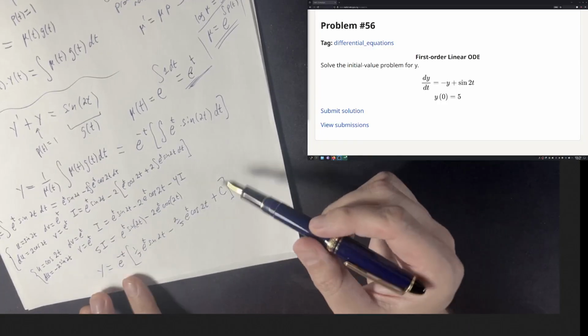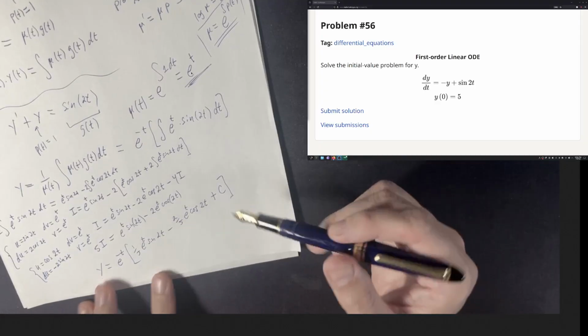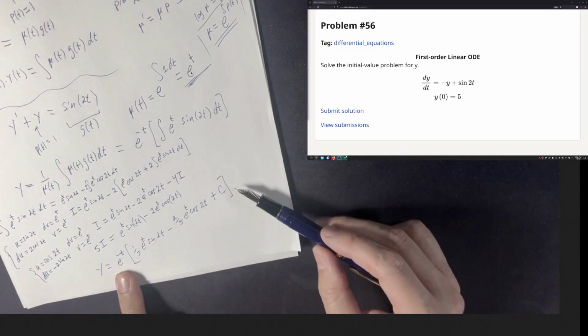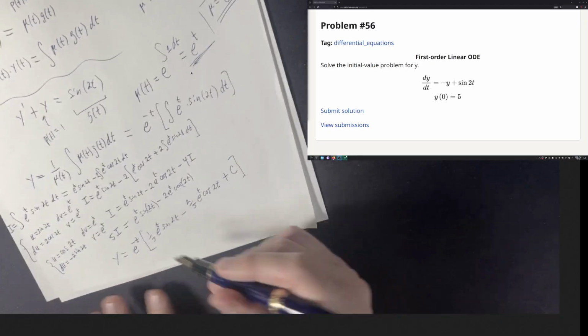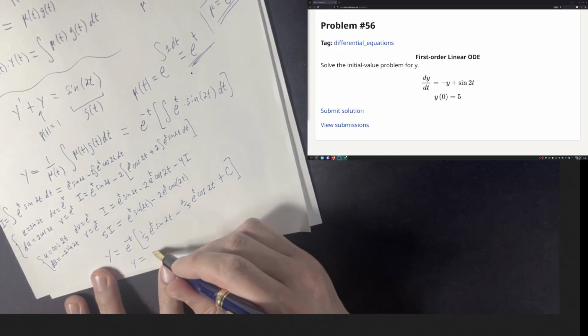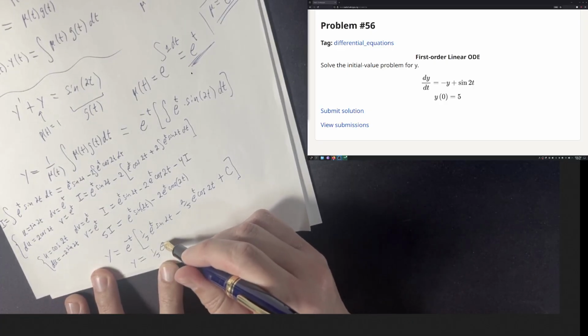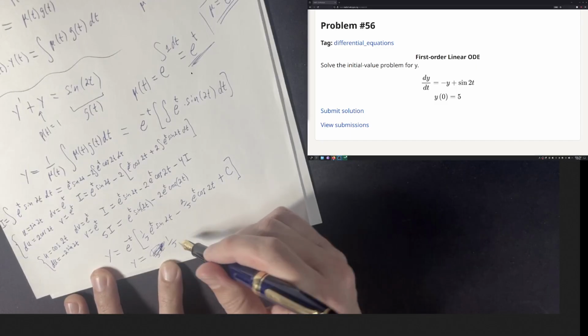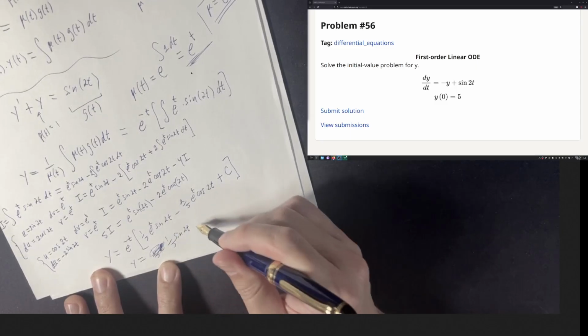And you're almost done. You're basically done with this problem. The e's do cancel, so that maybe clears up some headache. Here's a general solution to our differential equation.